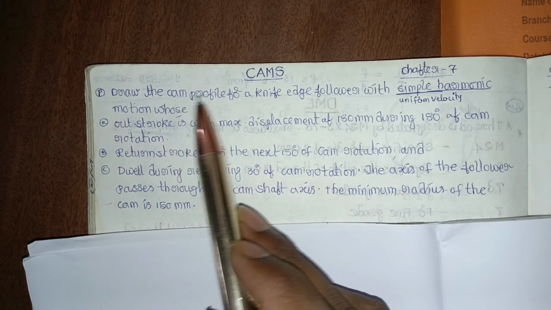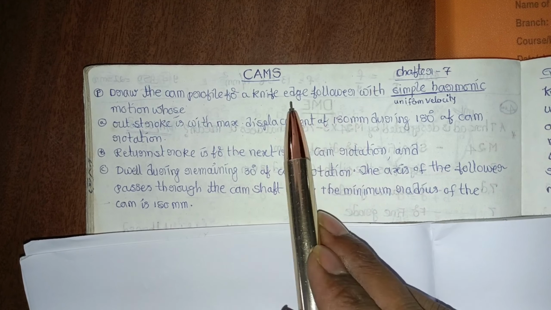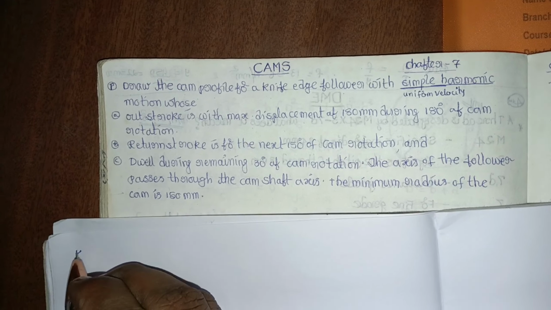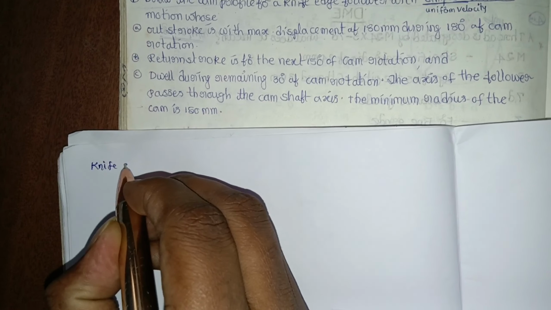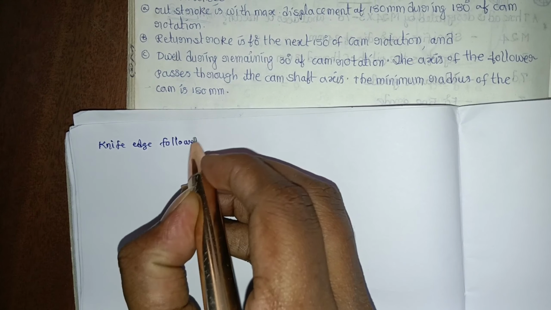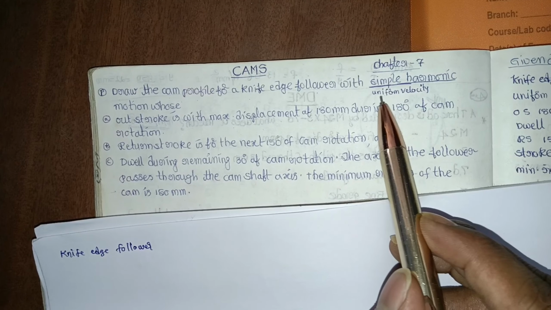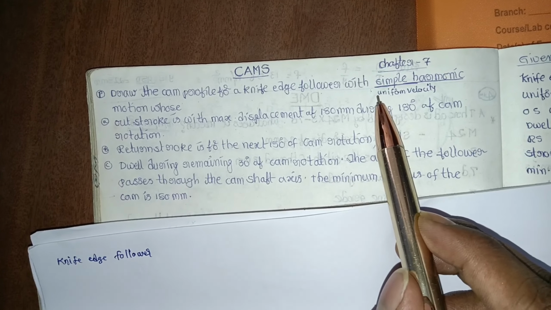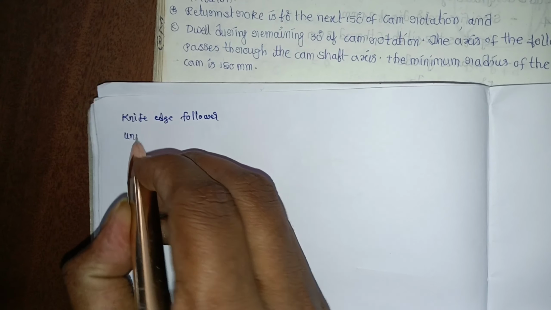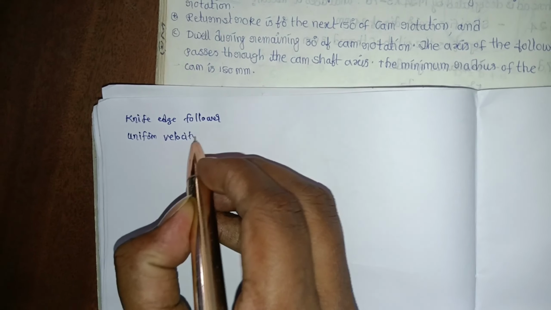Draw the cam profile for a knife edge follower. Here they are given the type of follower, that is a knife edge follower. Then, with uniform velocity. This is case 1. The type of motion is with uniform velocity.